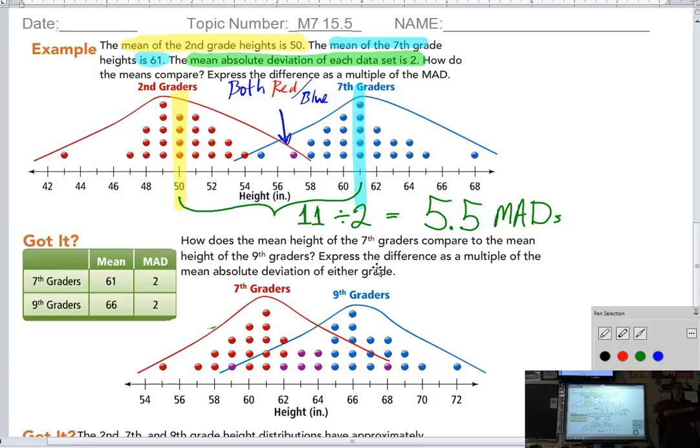But that doesn't really matter with what we're trying to answer, because really the less mean absolute deviations between them, the closer the data is to being the same. Obviously, we know heights of second versus seventh graders won't be the same. That's a decent difference between them.